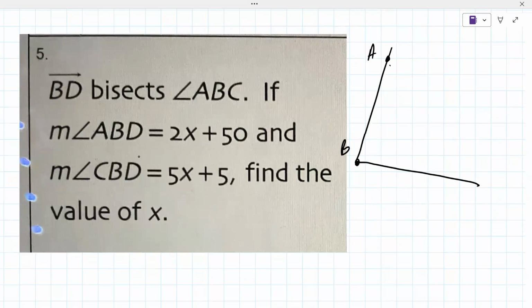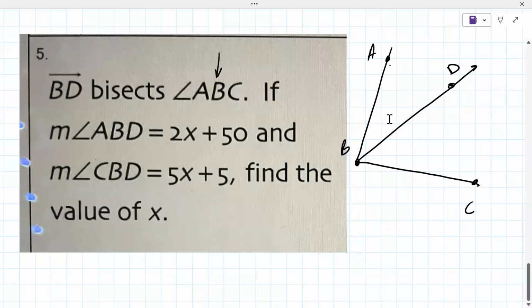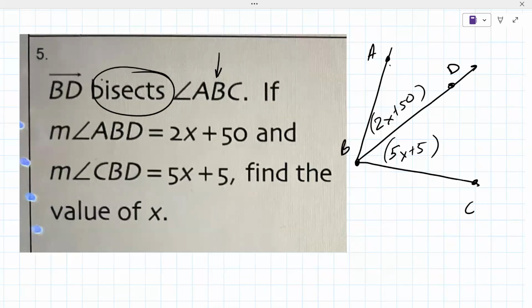So this is A, B, D. Is it okay or clear why B is on the vertex? It's the one in the middle. Exactly. All right. And then BD bisects it. So that means that the angle on the top is the same as the one on the bottom. So ABD is 2x plus 50, and the one on the bottom here is 5x plus 5. What do you know about these two angles? What does it say here? What does it mean if it bisects? Means it equally divides. They're equal. They're equal, yes. All right, which means that 2x plus 50 equals 5x plus 5.